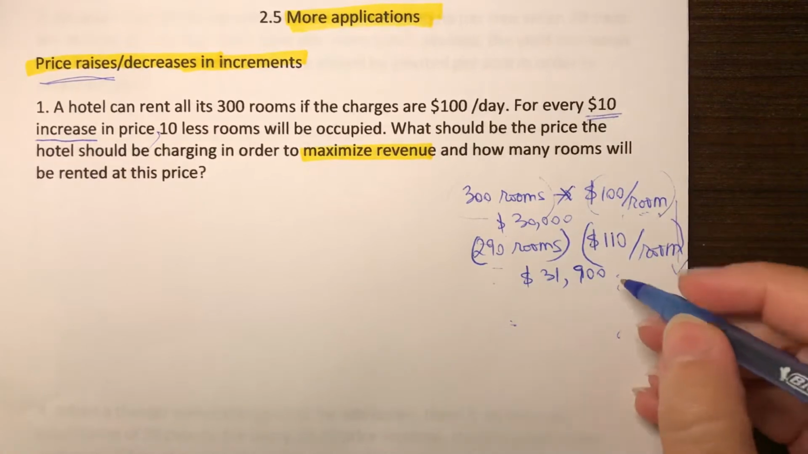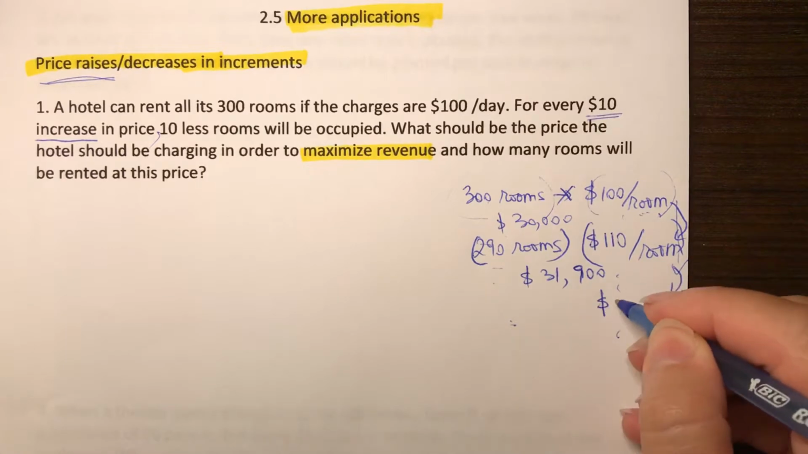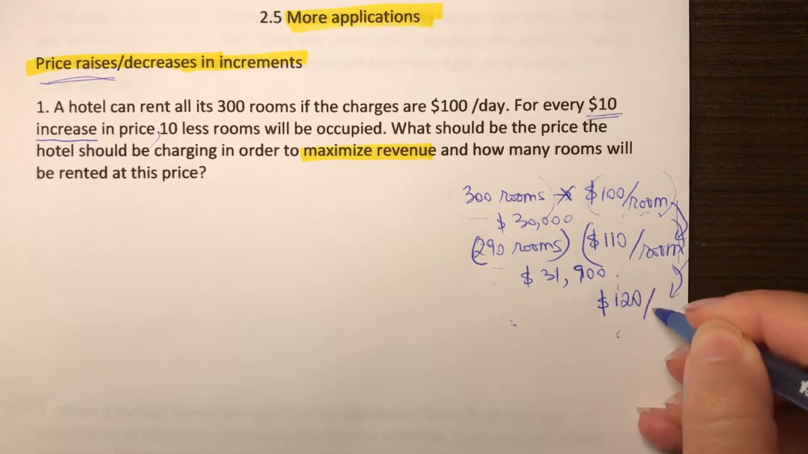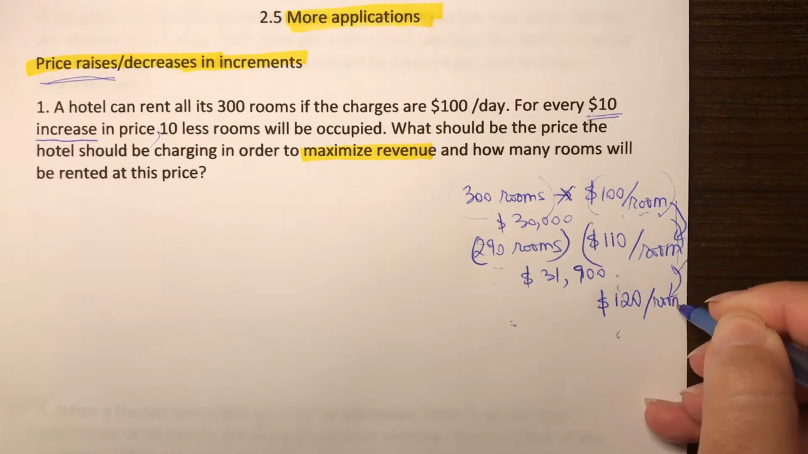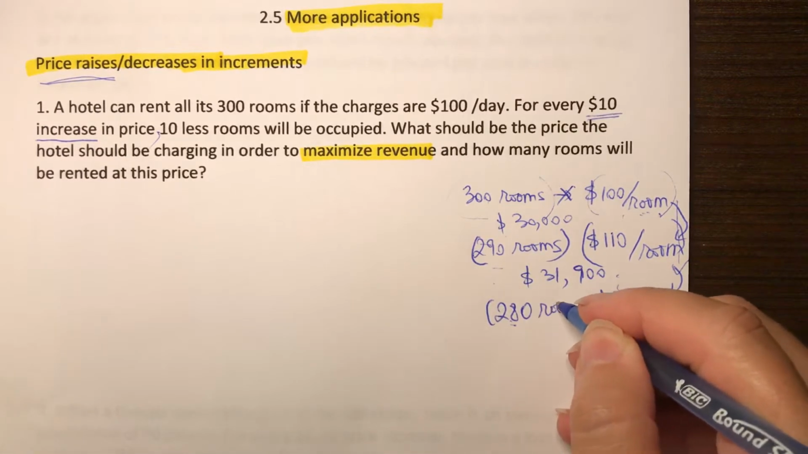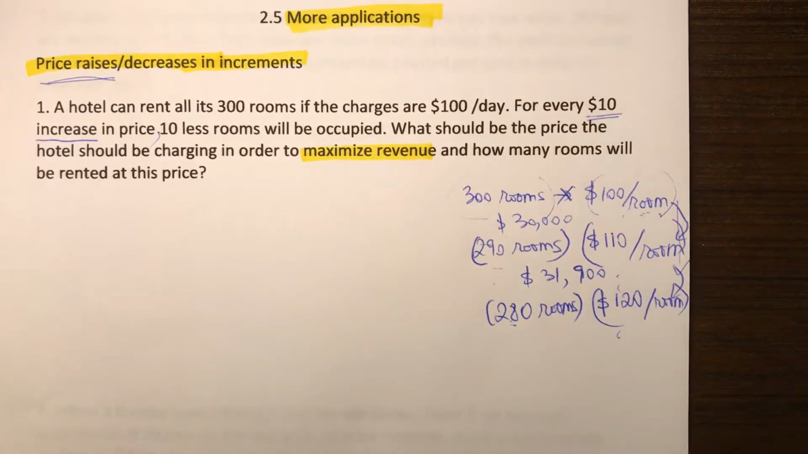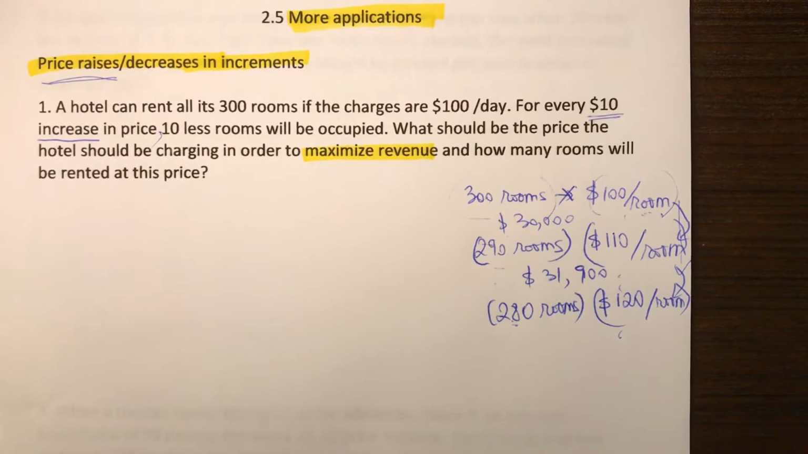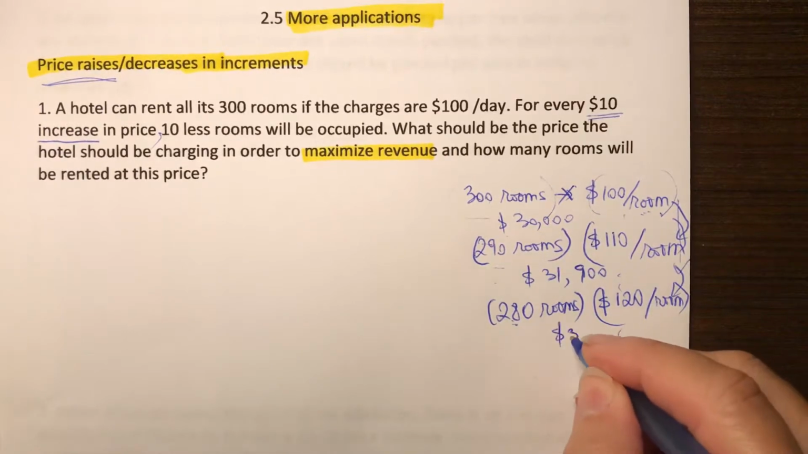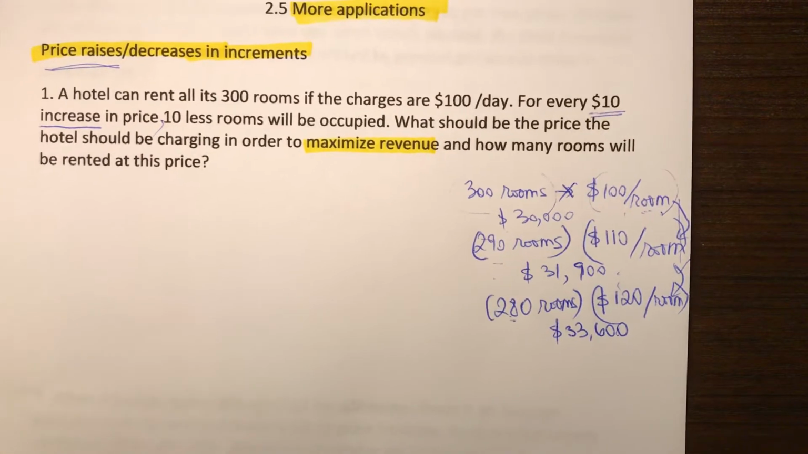So let's try one more. What if I push it one more time to one more $10 increment, in other words? $120 a room. How many rooms will be occupied? 10 less. It says every time you increase the price by $10, you lose 10 occupants, yes? So one more time, 120 times 280 is going to be 33,600. Ooh, good.